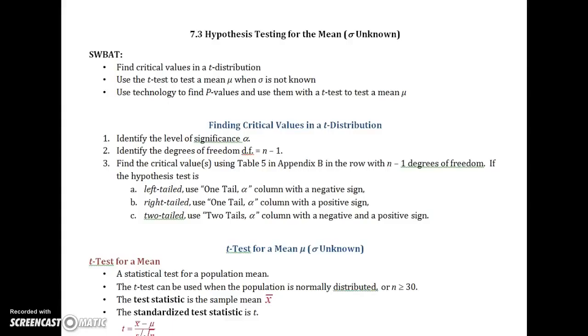Hello, beautiful people. Today we are studying 7.3 hypothesis testing for the mean when sigma is unknown. The population standard deviation is not known.